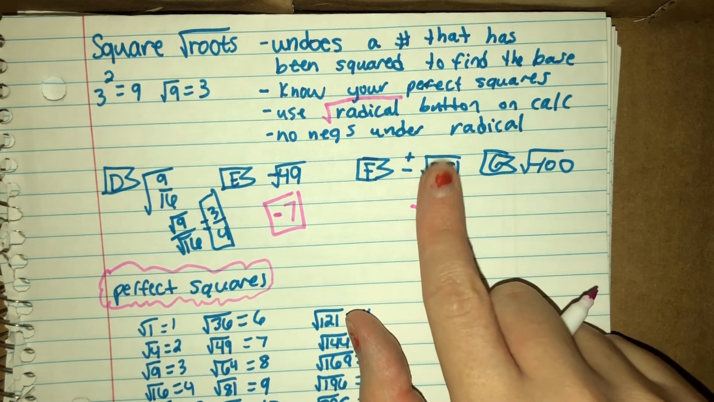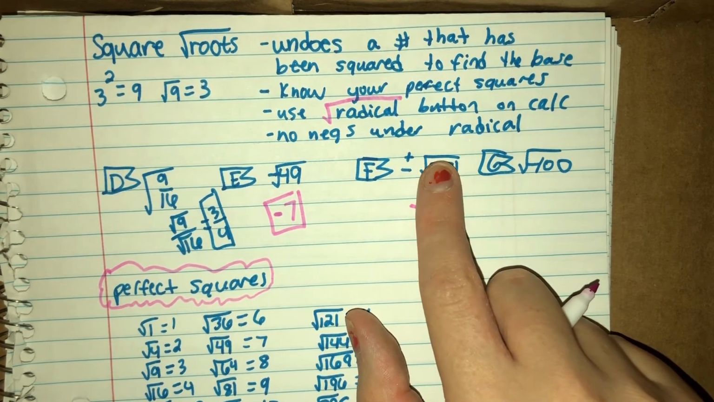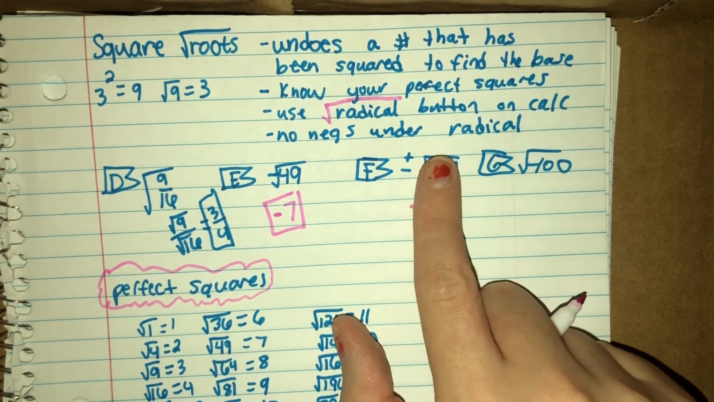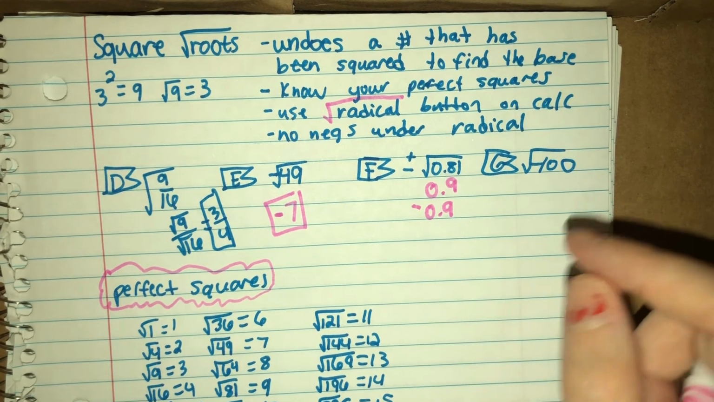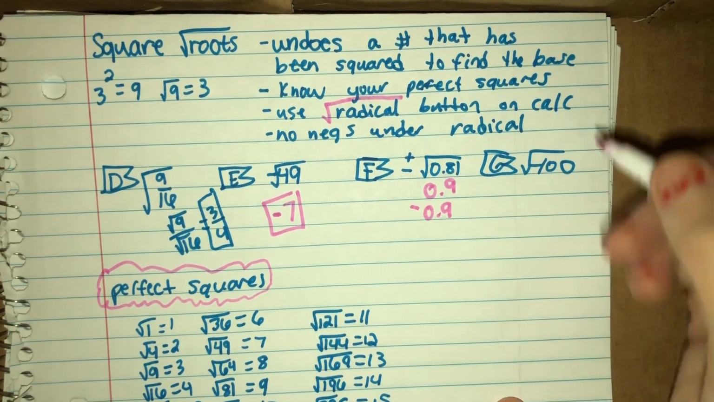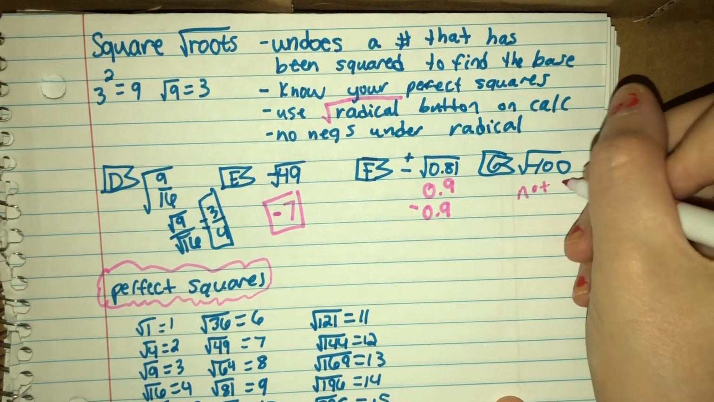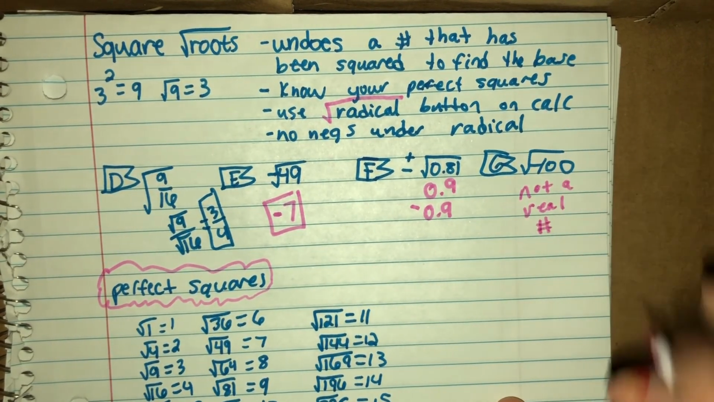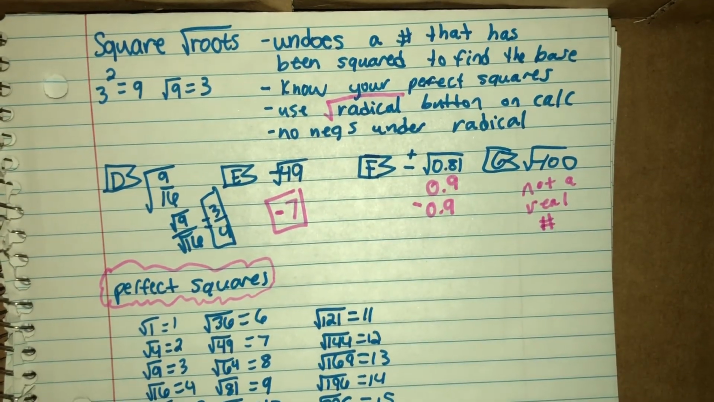So basically that means 0.9 times 0.9 gives me 0.81, and negative 0.9 times negative 0.9 gives me positive 0.81 as well. When you see that negative sign inside of the radical, that means it is not a real number. And you will learn more about that in 8th grade. All right, that is it for those examples.